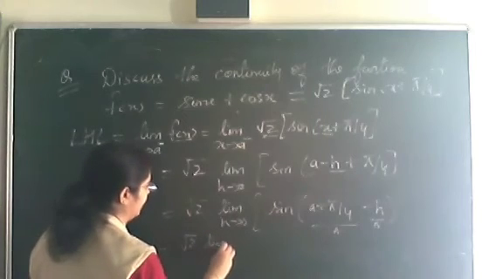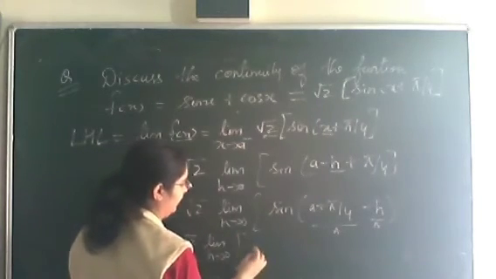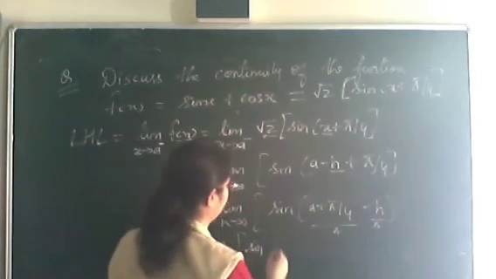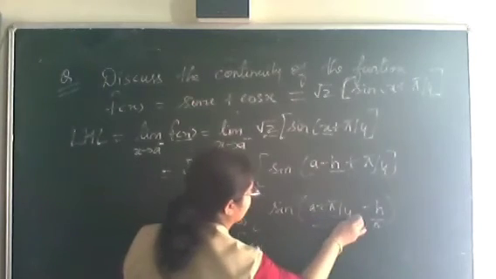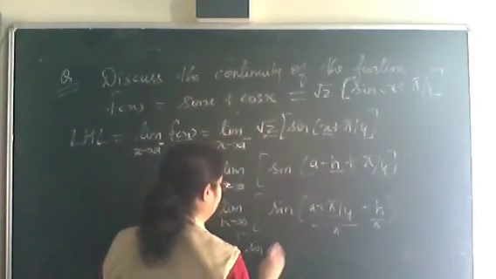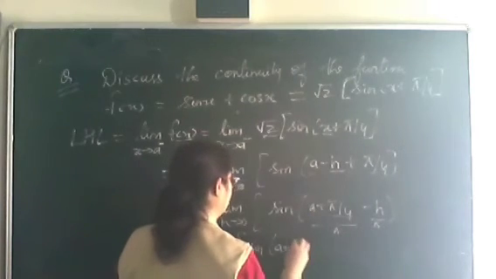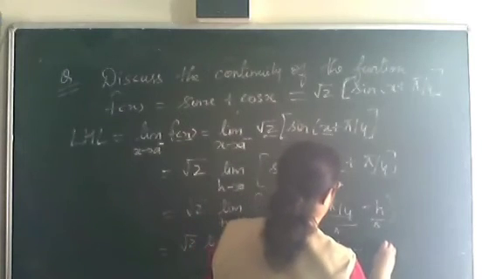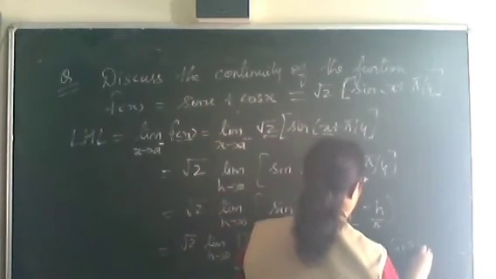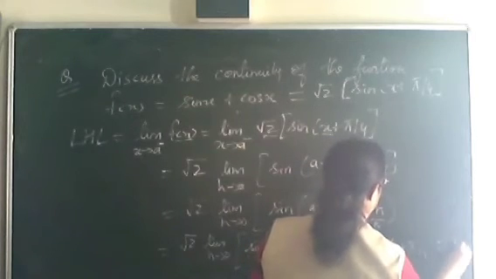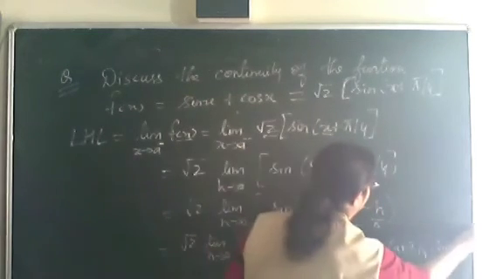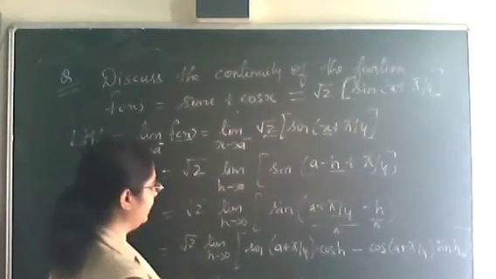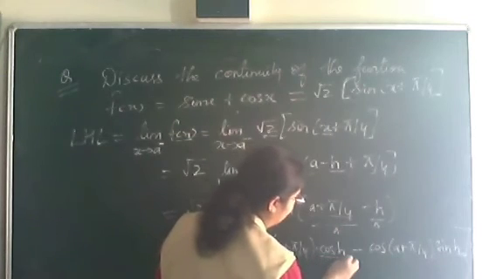You all know, limit h tending to 0, we can write it as sine a plus pi by 4 into cos h minus cos a plus pi by 4 into sine h. Clear? Now you put the limit h is equal to 0. When you put the limit h is equal to 0, cos h will be 1.